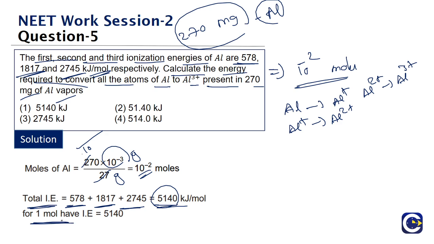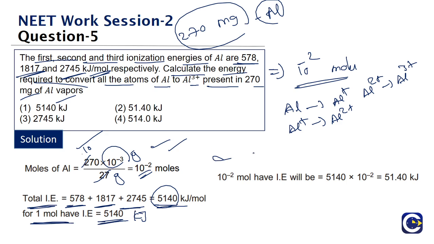Okay, so kilojoule per mole means, if you want to convert 1 mole of aluminum atoms into Al3 plus, for 1 mole, how much energy are we going to require? 5140 kilojoules. For 1 mole we will require this much. But what is the amount that is there in our hand? We don't have 1 mole. What is the amount that is there in our hand? 10 power minus 2 moles, right? So for 10 power minus 2 moles, how much will it be?